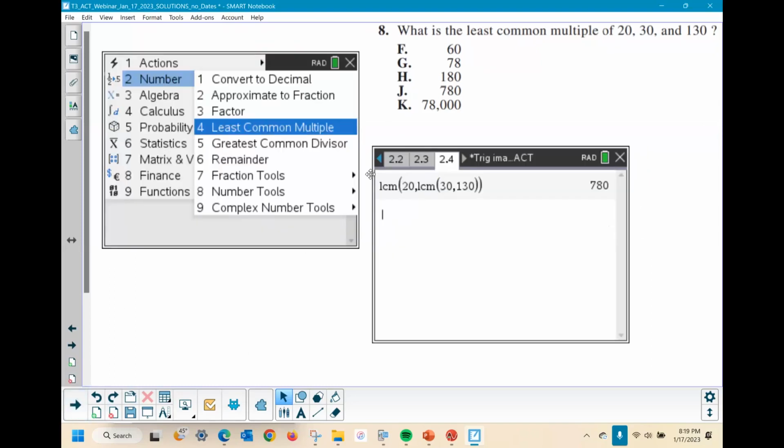So again, this can be done also on the Nspire if you're not sure where it is. It's under calculator, number, and then least common multiple, and it has the same ID. You can only do 2 at a time.